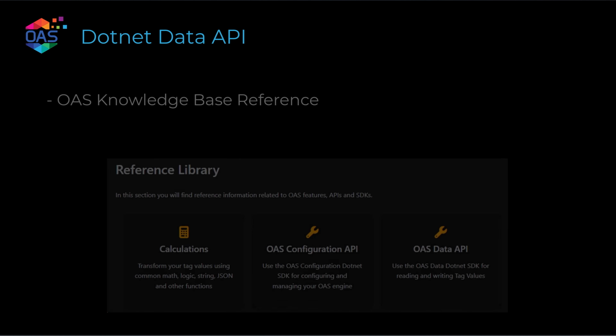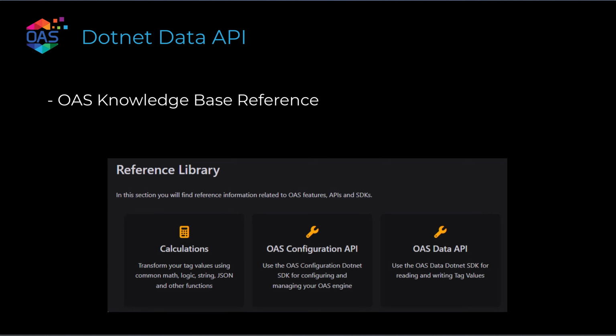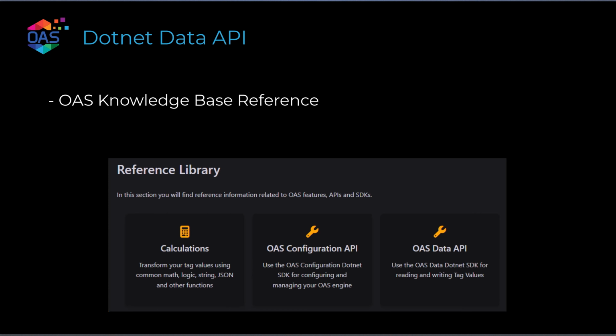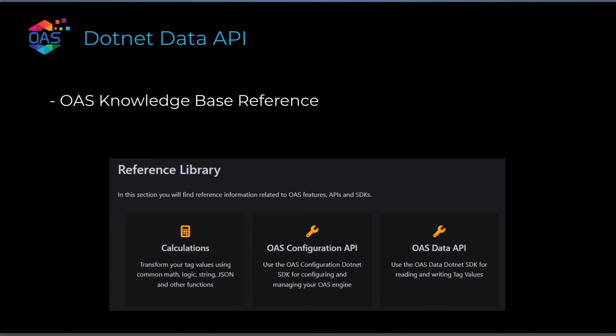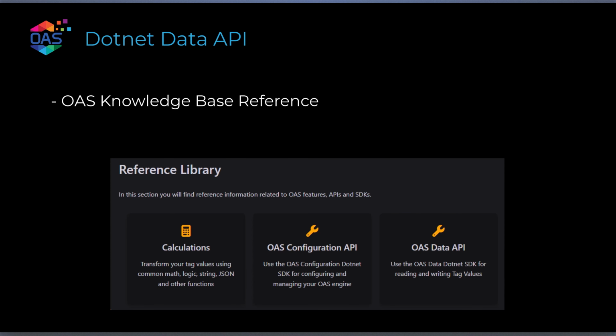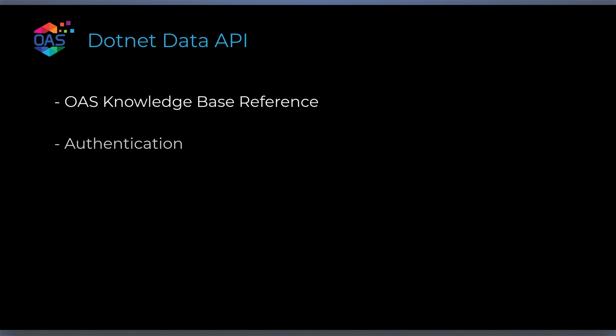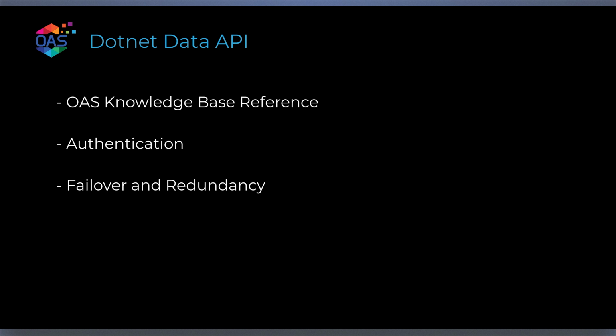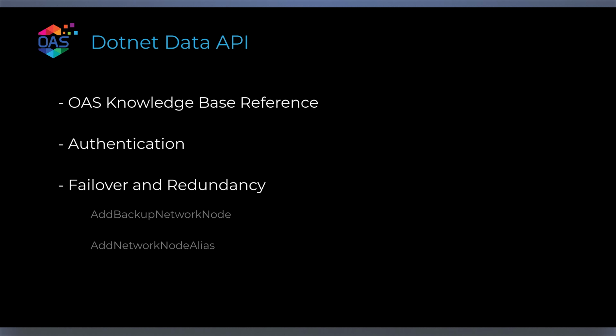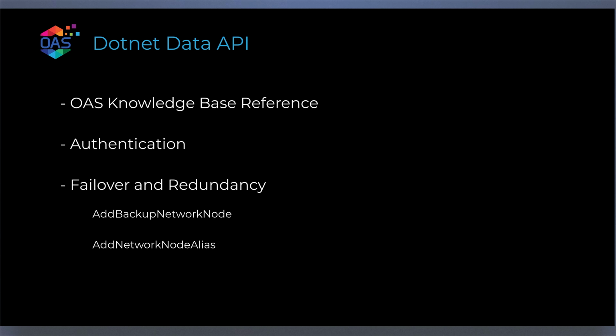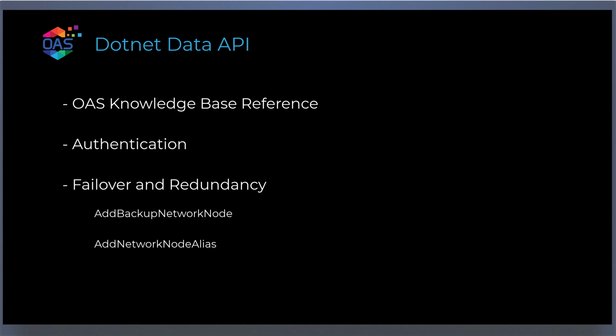To learn more about the OAS Data API, visit the OAS Knowledge Base reference page. There you will find API documentation and examples on how to use the OAS Data API. You can also find out more about authentication and implementing failover and redundancy using the Add Backup Network Node and Add Network Node alias methods.